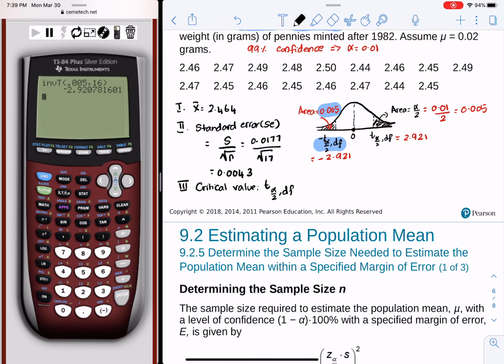The next step is to find the margin of error. The margin of error E is the product of the critical value and the standard error, which in this case would be the critical value of 2.921 times the standard error. We end up getting 0.0126.